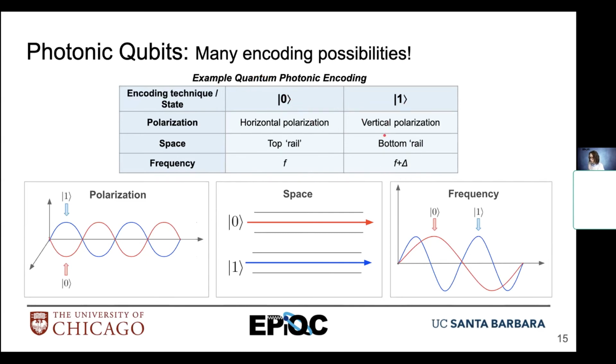As we talked about with the DiVincenzo criteria, in all these systems we have to be able to not only have clearly defined basis states, but be able to be in superposition of those basis states. So we have the ability to be in superposition of polarization, of location in space, and of frequency. Because of that, we're able to realize quantum information in these different encoding mechanisms.